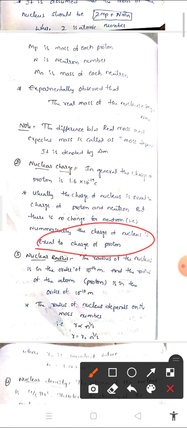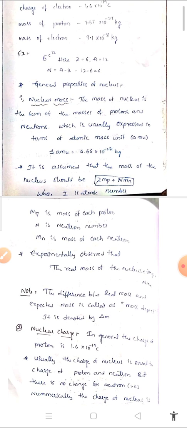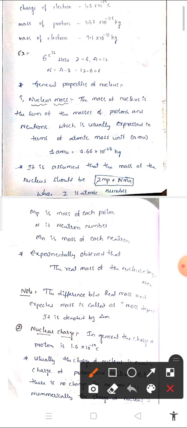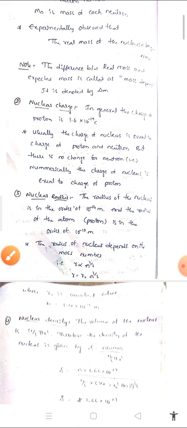Okay, did you get it? Because the neutron has zero charge, the nucleus has a charge that is completely the proton charge. Okay. So now coming to the nuclear radius. What is the radius of the nucleus? As of now we have discussed nuclear mass, and next nuclear charge. Now coming to nuclear radius. What is the radius of the nucleus?